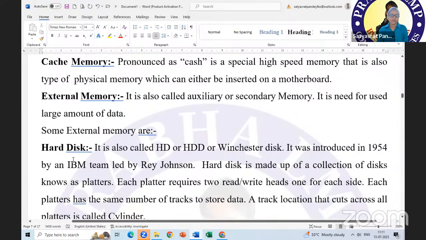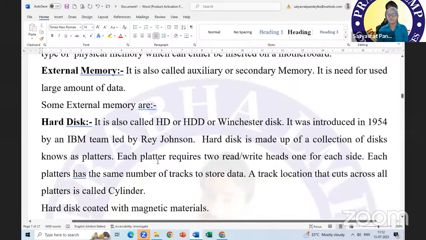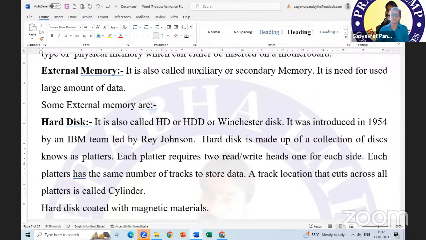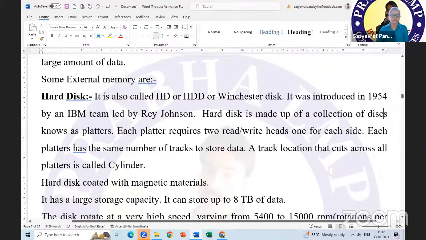Some external memory are hard disk. It is also called HDD or Winchester disk. It was introduced in 1954 by an IBM team led by Ray Johnson. Hard disk is made up of a collection of disks known as platters. Each platter requires two write heads, one for each side. Each platter has the same number of tracks to store data.